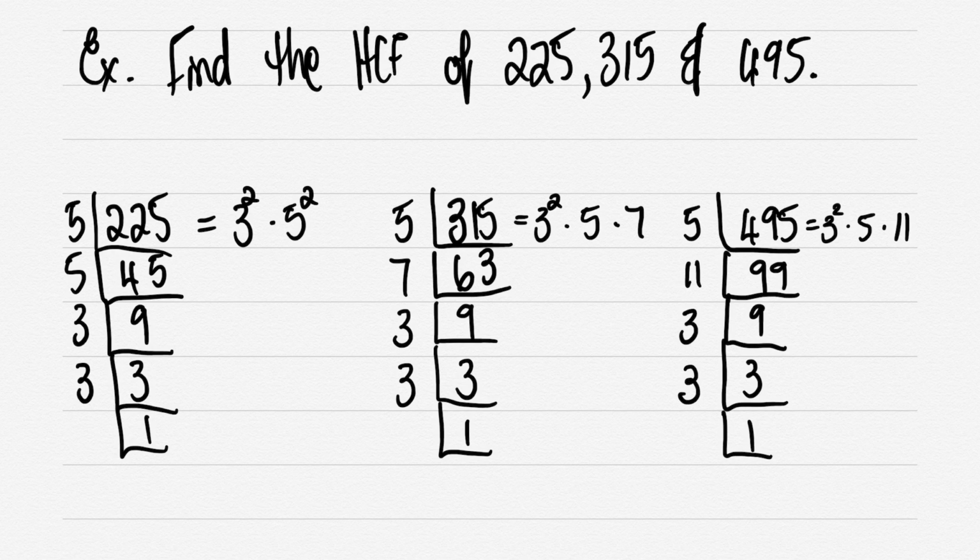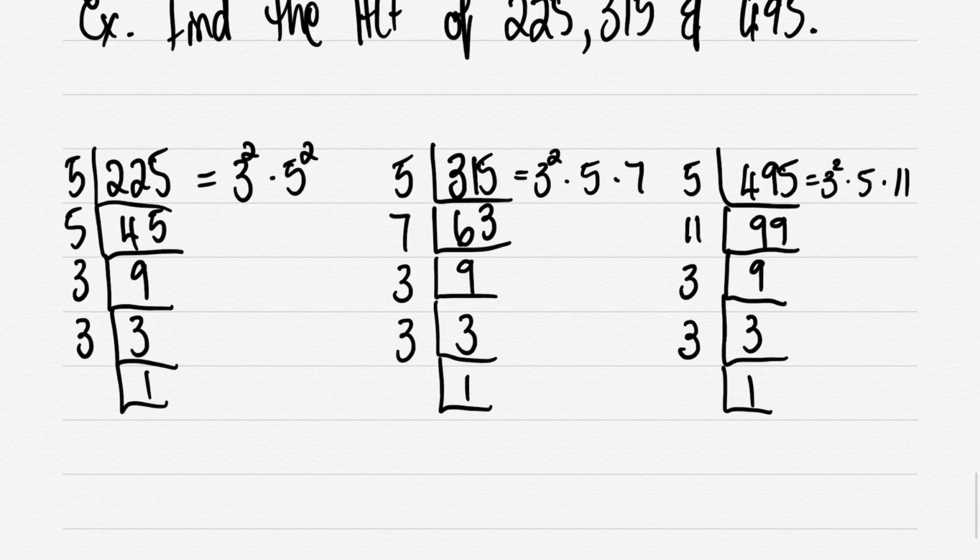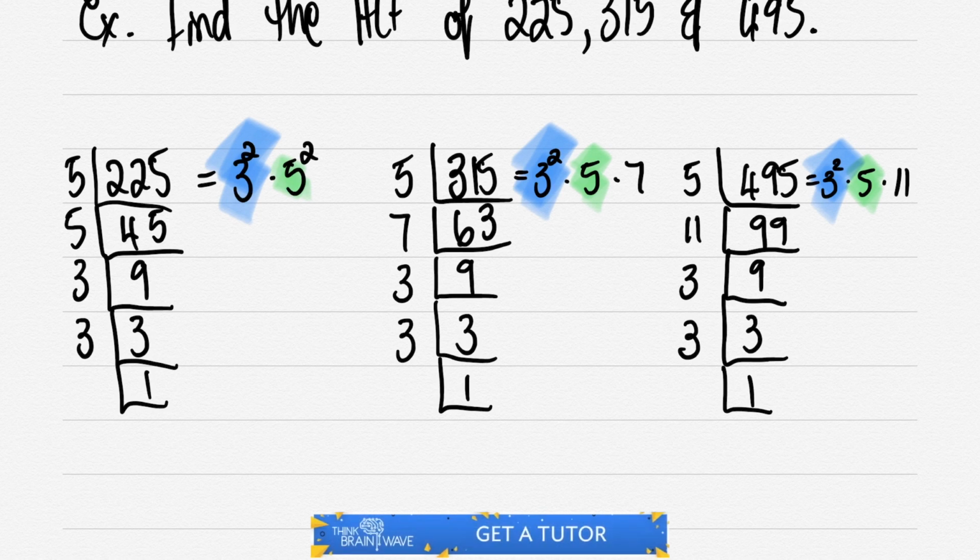Lovely. As you can see, we've got 3 squared as a common factor, and we've got 5 as a common factor in all of the numbers. So what do you think we need to do? Let's highlight the relevant numbers here. I'm going to highlight that 3 squared, and the 5, as the 7 and the 11 aren't featuring in all of the numbers. So we've got 3 squared, we've got 5, we haven't got 5 squared though.